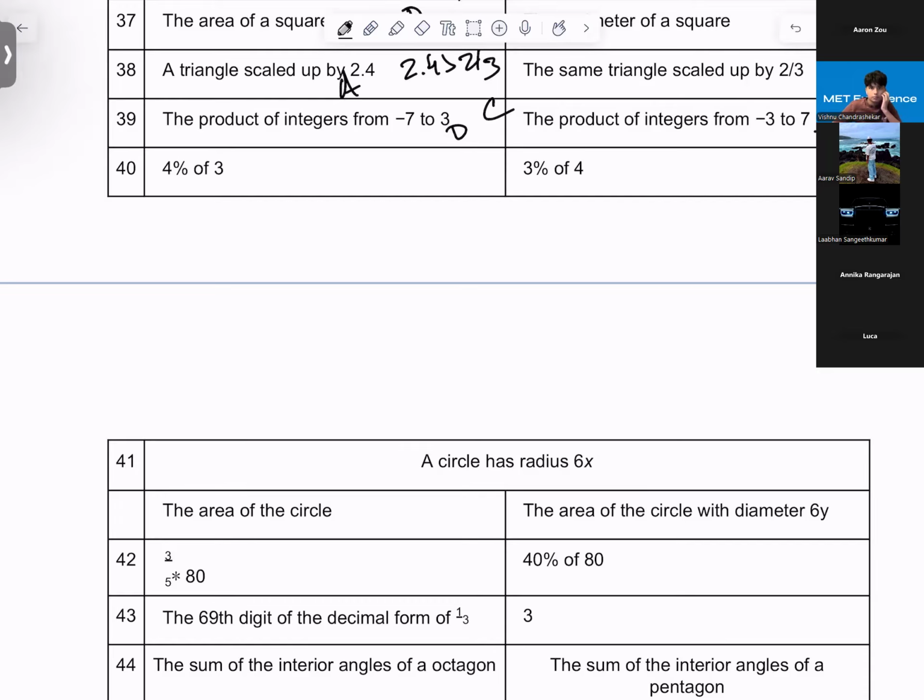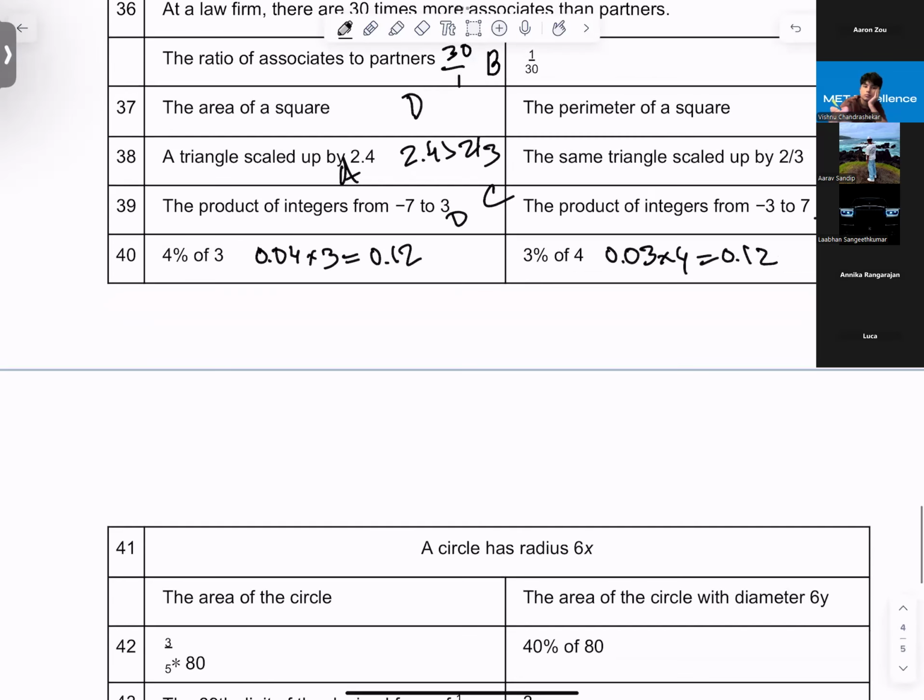All right, for 40, we could rewrite this as 0.04 times 3, and here 0.03 times 4. Both of these equal 0.12, so the answer will be C.